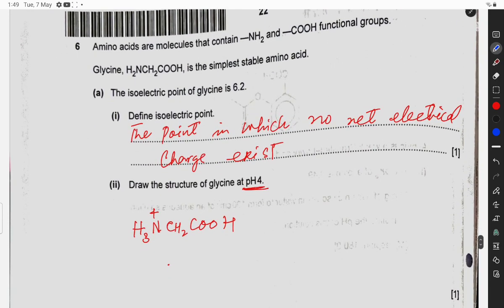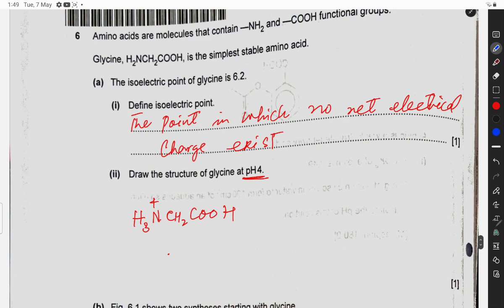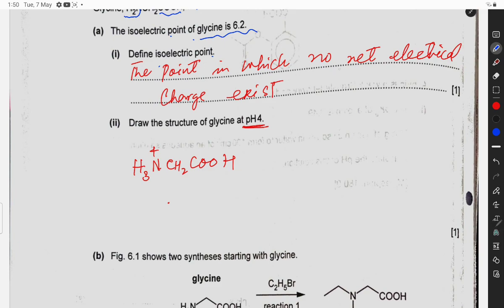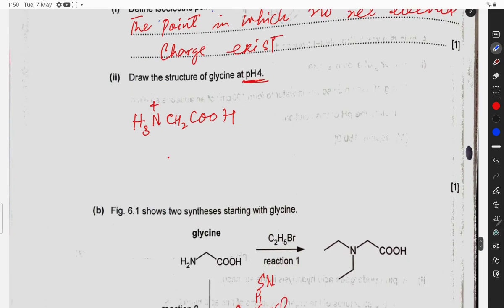Question number 6. Amino acids are molecules that contain NH2 and COOH functional groups. Glycine is the simplest stable amino acid. The isoelectric point of glycine is 6.2. Define isoelectric point: the point at which no net electrical charge exists. No net charge exists because one carboxylic acid and one amino group are there, so the positive and negative charges cancel out. So the isoelectric point is the point at which no net electrical charge exists.